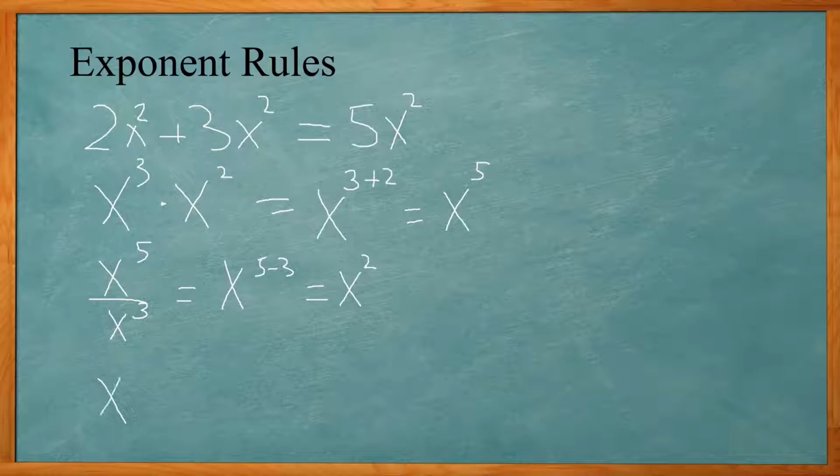Now I want to have x to the second power raised to the third power. We're going to multiply the exponents together. 2 times 3, or x to the 6th power. Alright, so those are the rules of exponents. Let's check out an example problem.